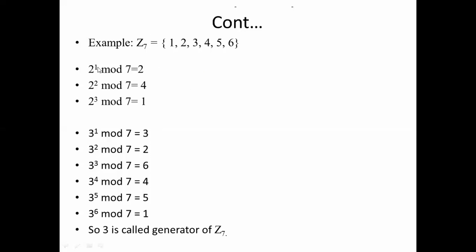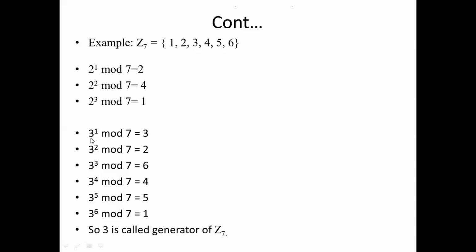So 2 to the power of 1 mod 7 is equal to 2. 2 to the power of 2 is 4, mod 7 the remainder is 4. 2 to the power of 3 means 8, and 8 mod 7 is equal to 1. The modulus operation gives you the remainder. So whenever you get 1, you need to stop.